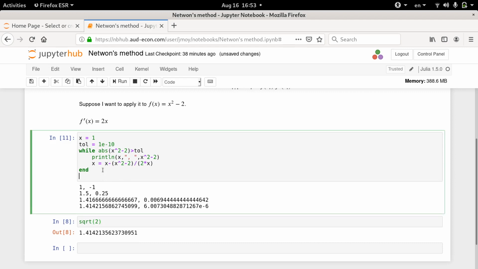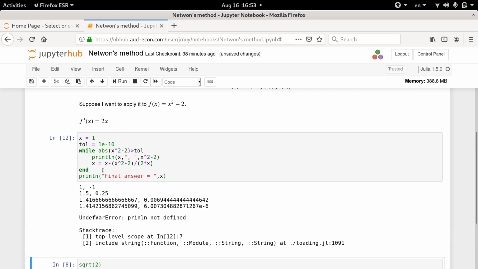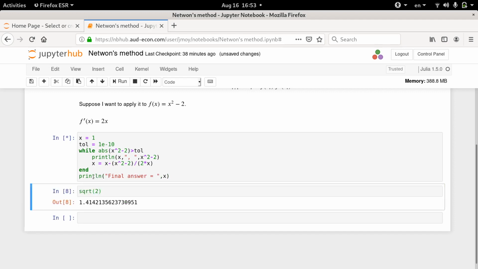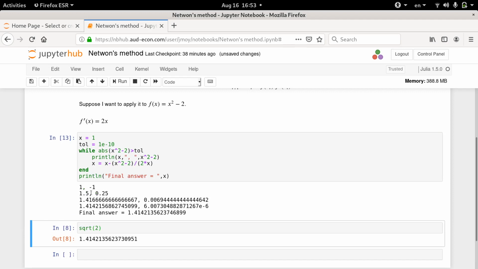Maybe I will print something here. So I say println. What did I do? Typing mistake. Okay, so the final answer is 1.41 and so on, which you can see matches quite closely to the true answer. Now I think it matches up till 1, 2, 3, 4, 5, 6, 7, 8, 9, 10, 11 places of decimal. So pretty good answer.